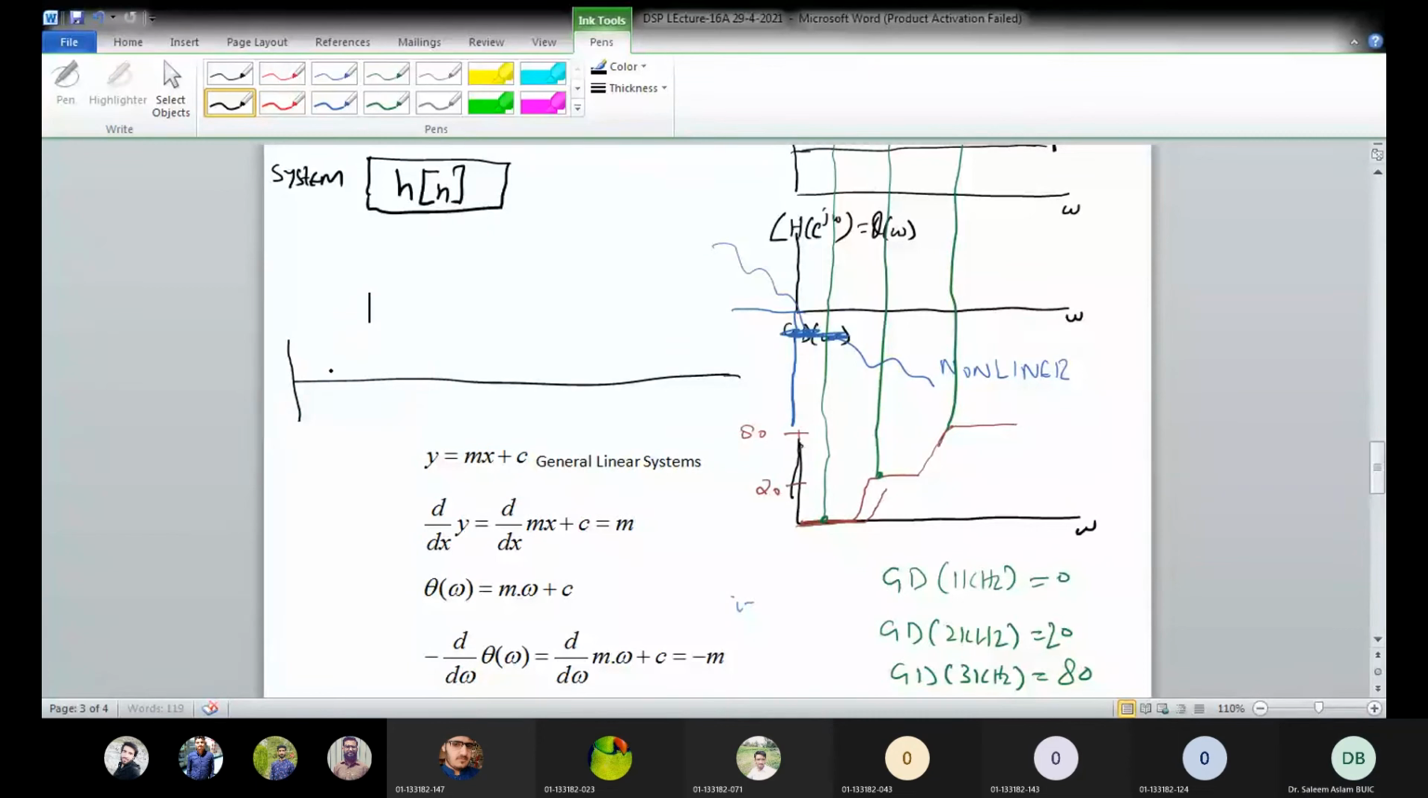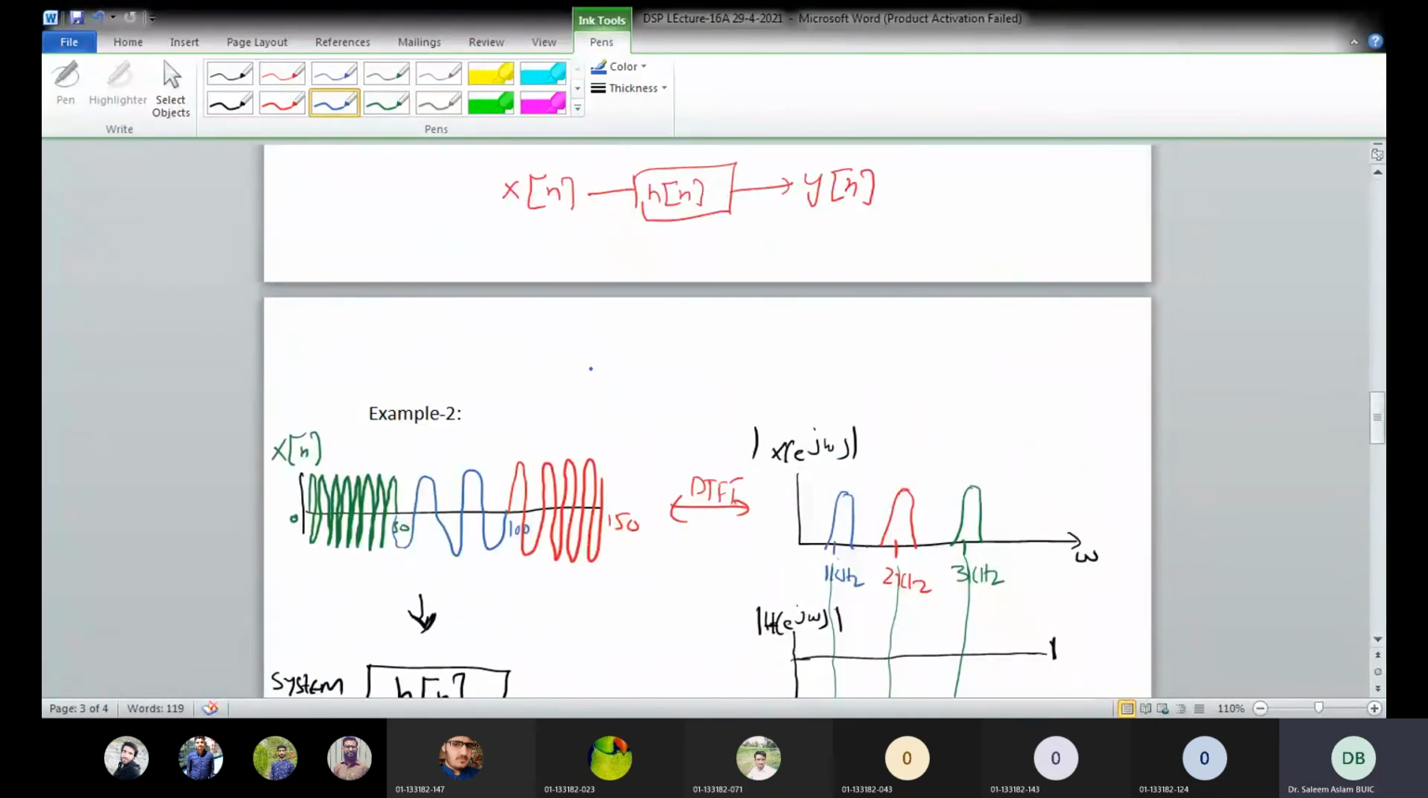Where your low frequency comes, it starts at 50. Let's consider this is the 50 part, 50 to 100, because your low frequency will only vary from 50 to 100. Because the group delay of 1 kilohertz is 0, its position stays as in the original signal. So the original signal starts at 50 and moves to 100.